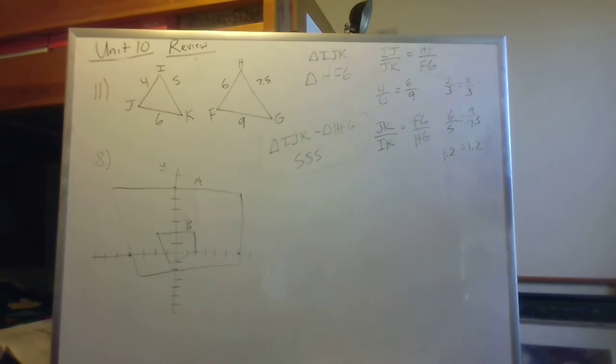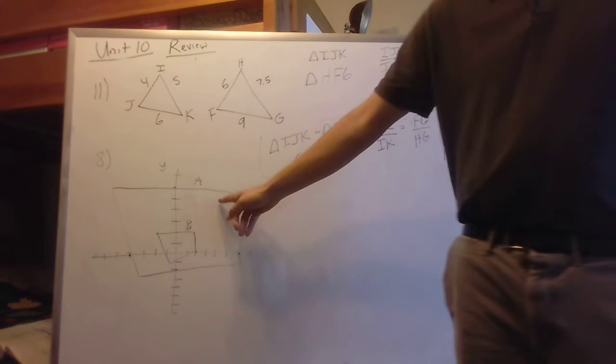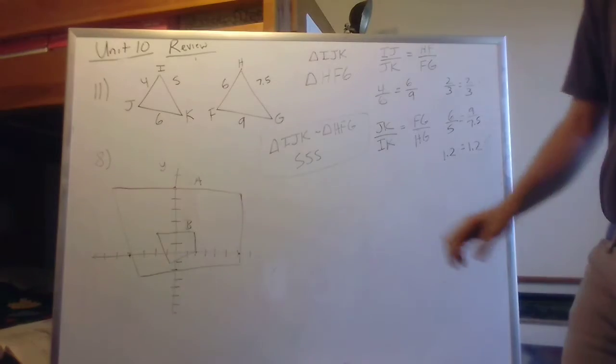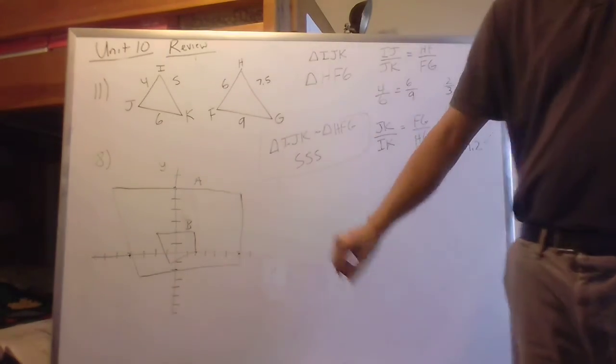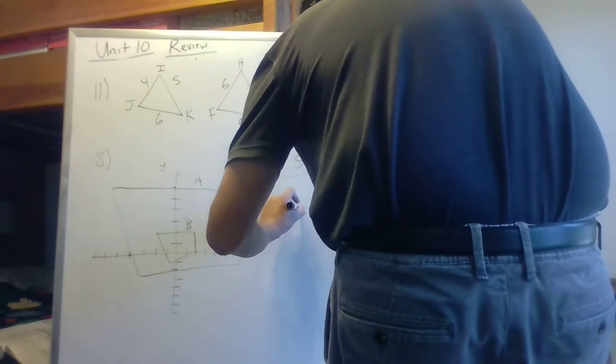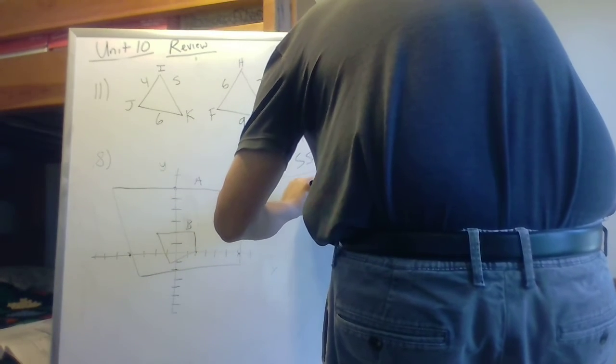So the first thing you want to ask yourself, is it an enlargement or a reduction? When we look at A, is A the bigger shape or is B the bigger shape? When we look, A is the bigger quadrilateral and B is the smaller one. So we know it's going to be a reduction.